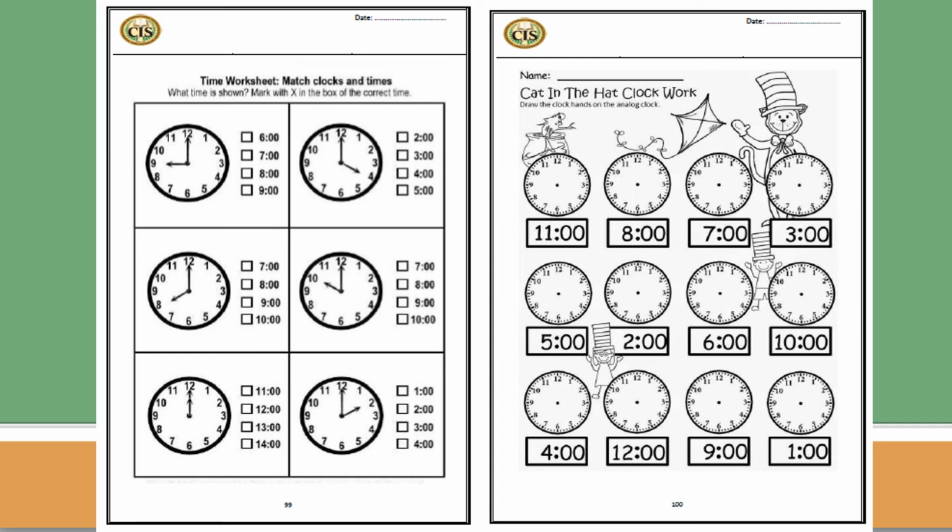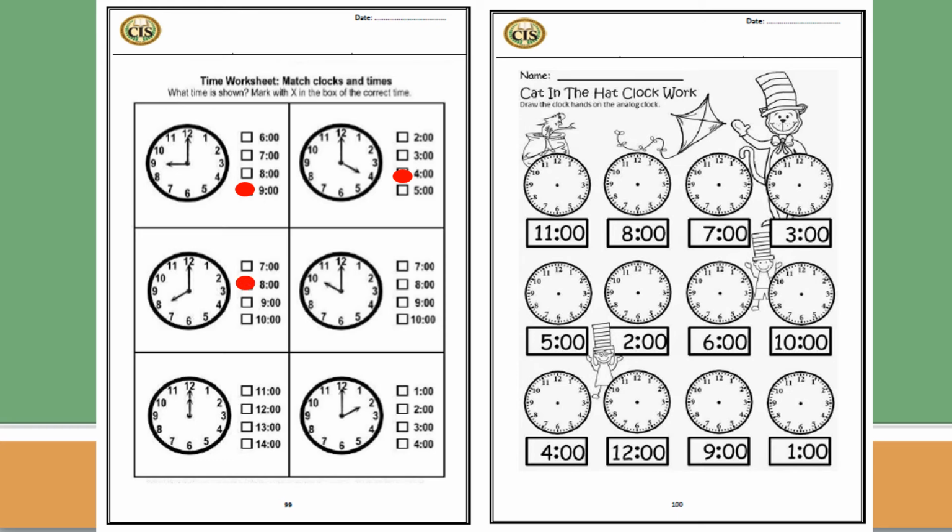Page number 99, I will choose the correct clock. And first the clock here, the short hand points to 9 and the long hand points to 12. So it means 9:00. 9 for hours, 0, 0 for minutes. Here the short hand points to 4 and the long hand points to 12. It means 4:00. Here the short hand points to 8 and the long hand points to 12. It means 8:00.